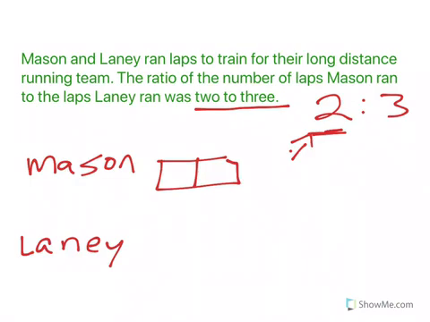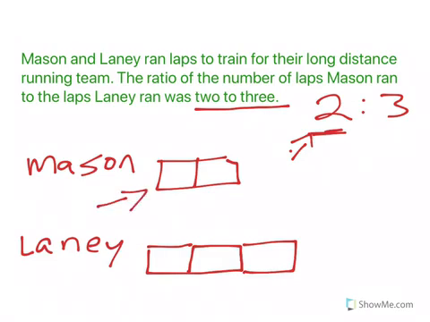And so if we created 2 sections of our tape diagram for Mason, we have to create the same for Laney, as much as our artwork allows us, except he didn't just run 2. I only drew 2 so you can see that those are basically the same size. So now I'm going to add on a third. So Mason ran 2 laps, Laney ran 3 laps. Or that at least is the ratio.